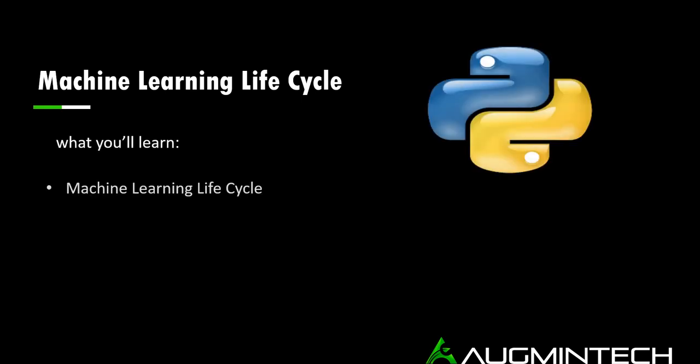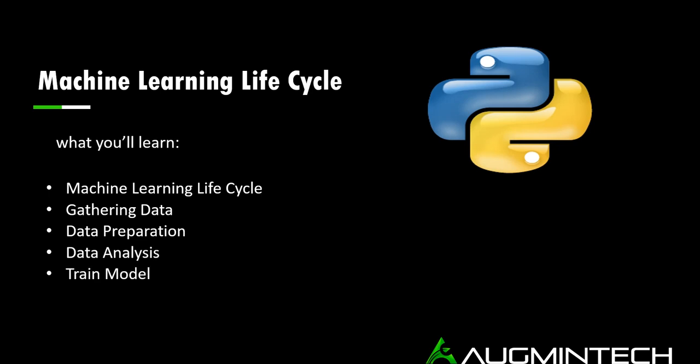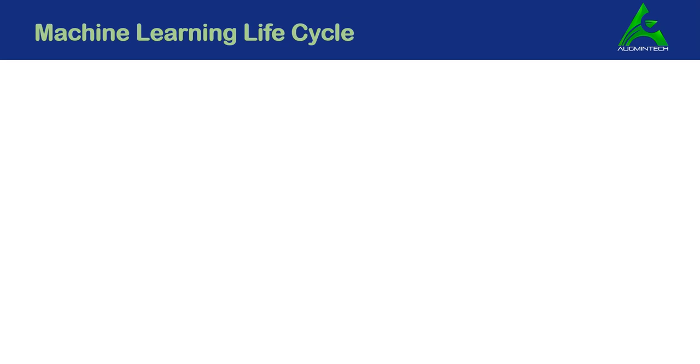In this session, we will learn about the machine learning life cycle. By the end of this session, you should be able to understand what the machine learning life cycle is, and what the different steps involved are, like gathering the data, data preparation, data analysis, train model, test model, and deployment. I'm excited to get started and I hope the same from you. Let's get started with the machine learning life cycle.